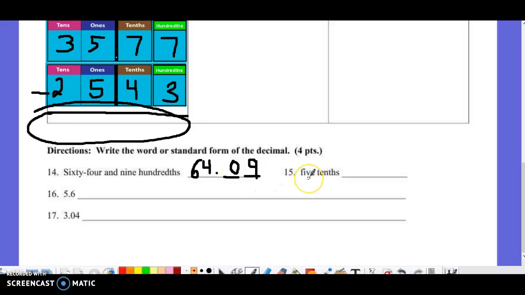I do the same thing for 15, and then for 16 and 17, they've given it to me in standard form. I need to say this number out loud, 5 and 6 tenths, and write exactly what I say, which would be a word form just like you've seen in 14 and 15. Once you've finished the entire front page, flip to the back.